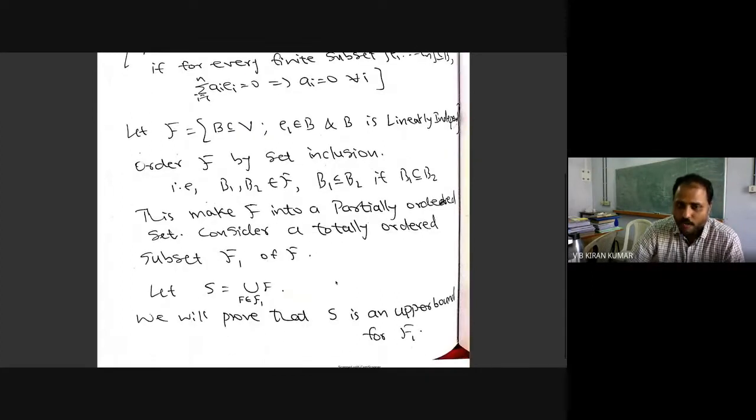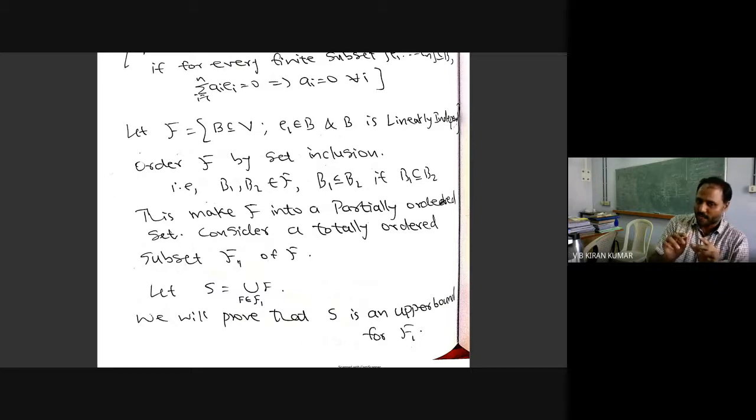Now I want to apply Zorn's lemma. So let me check whether the conditions are satisfied. To apply Zorn's lemma, I need to prove that every totally ordered subset has an upper bound. So you begin with a totally ordered subset, say F1. F1 is a totally ordered subset. That means any two elements in F1 are comparable to each other.